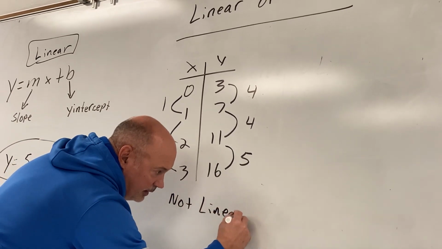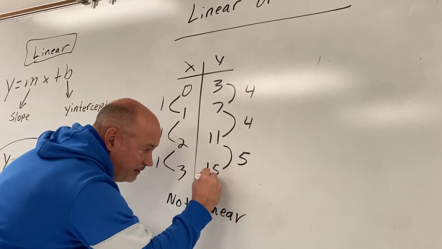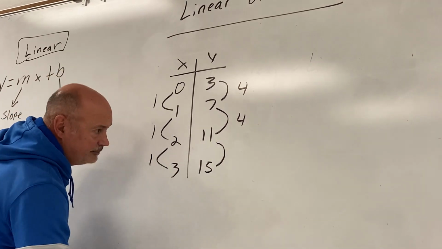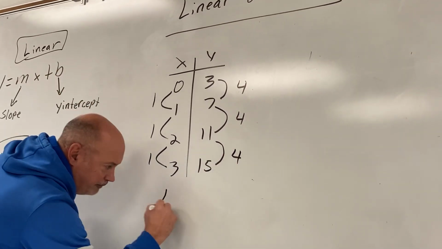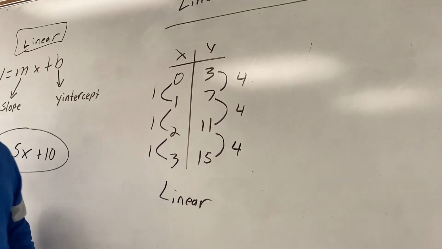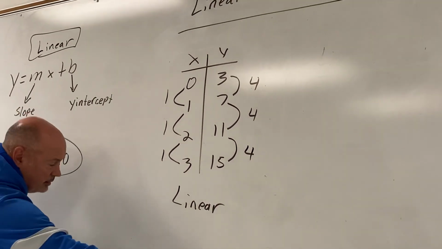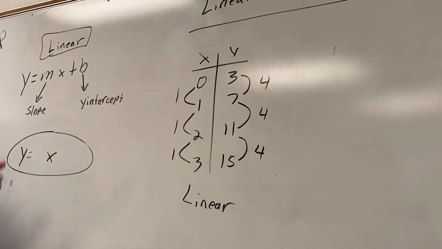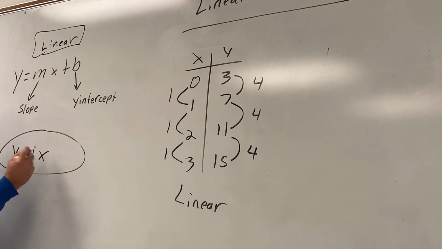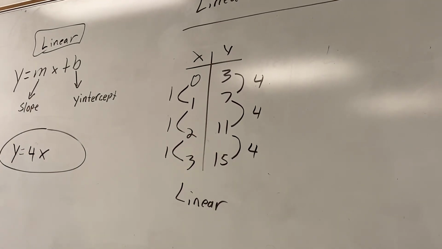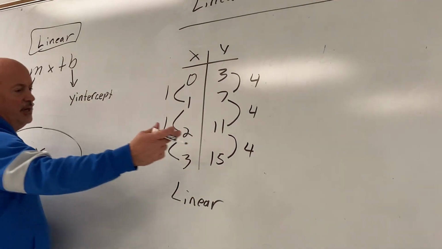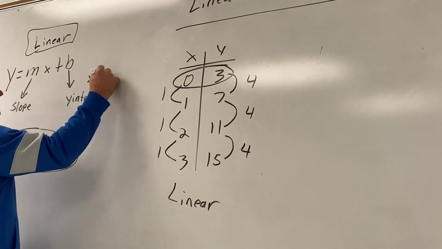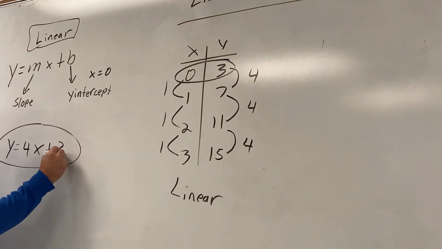What if I change this number to 15? It is now linear because the slope is the same. And now let's write the equation. What would be the slope for this one? 4, because the slope is 4 over 1. And what's the y-intercept? Is that right? 3? How do you know that 3 is the y-intercept? It starts at 0. Good. Remember, the y-intercept is where x equals 0. So then we would put plus 3 there.